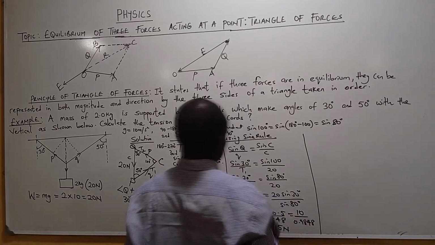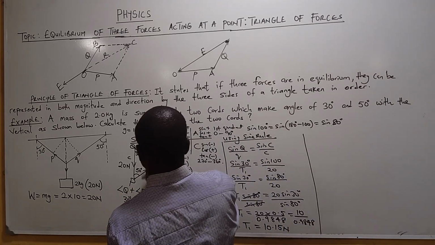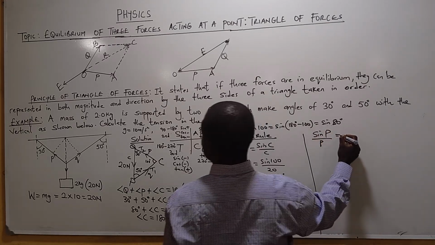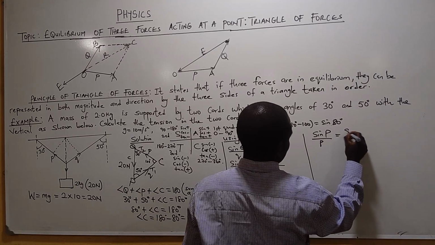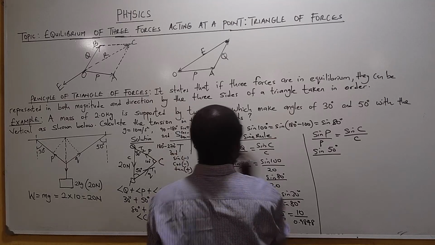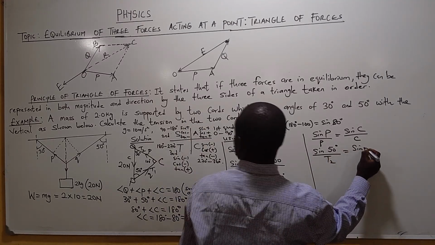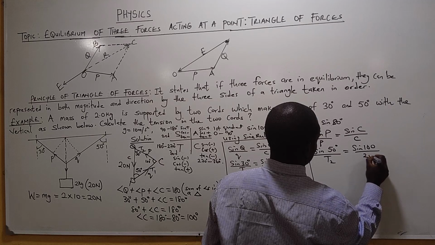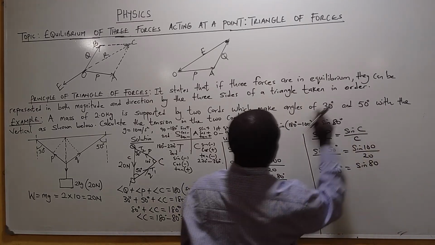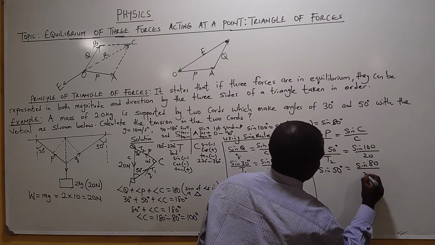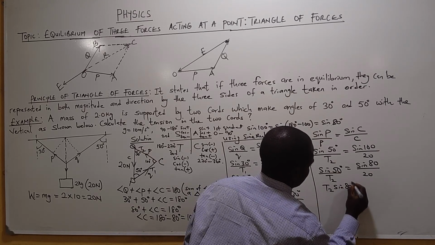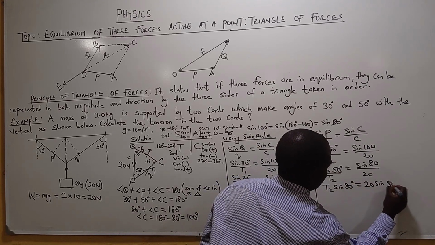For the second tension, you still use the sine rule, which is sine P over small letter p equals sine C over small letter c. What's our p? That's T2. So sine 50 degrees over T2 equals sine 80, which we have done, equivalent to sine 100 over 20. Cross multiply: T2 sine 80 degrees equals 20 sine 50 degrees.